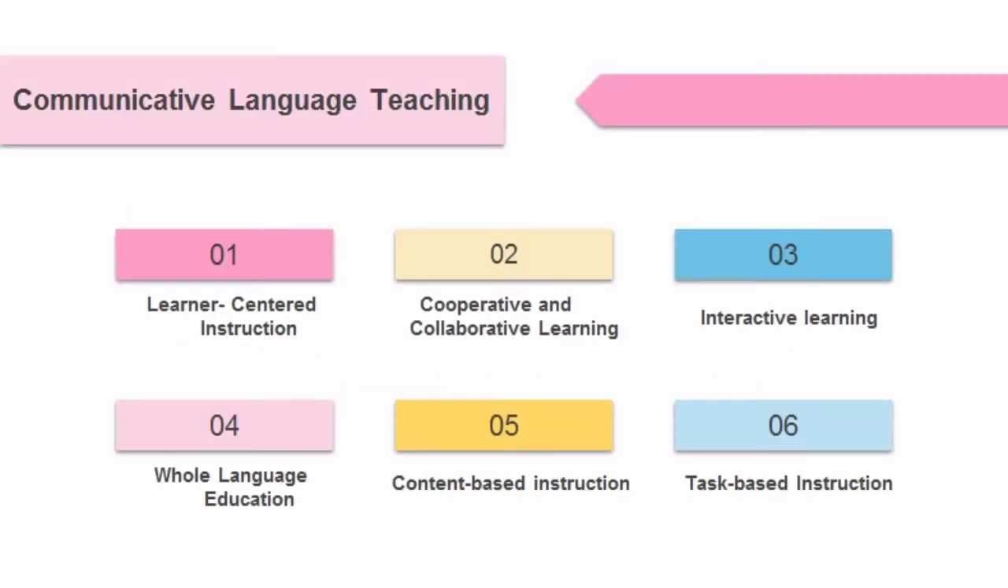In communicative language teaching itself, there are 6 points we are gonna talk further. The first one is learner-centered instruction. The second one is cooperative and collaborative learning. The third one is interactive learning. The fourth one is whole language education. The fifth one is content-based instruction, and the sixth one is task-based instruction.